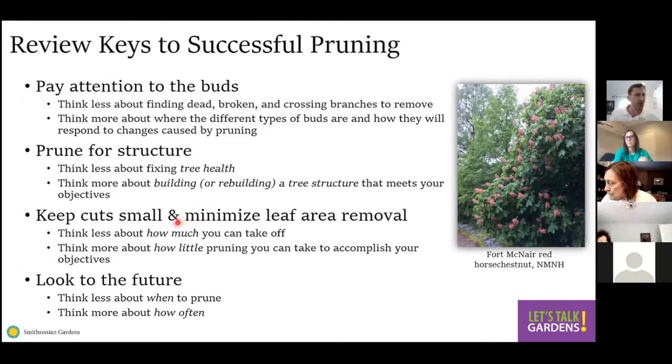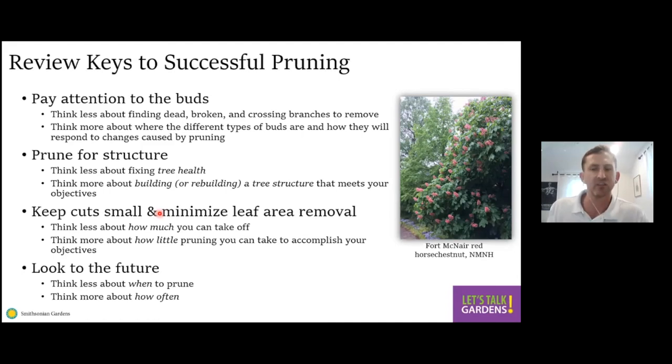Third, keep cuts small and minimize leaf area removal. Oftentimes when we prune, we mistake that big flush of growth afterward as a good sign. The reality is oftentimes that's a stress or confusion response as a result of plant hormone signals. So we want to be thinking about how little we can remove but achieve our short-term and long-term goals.